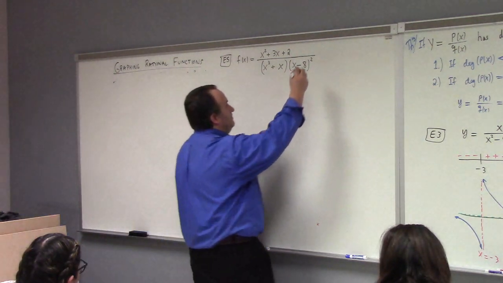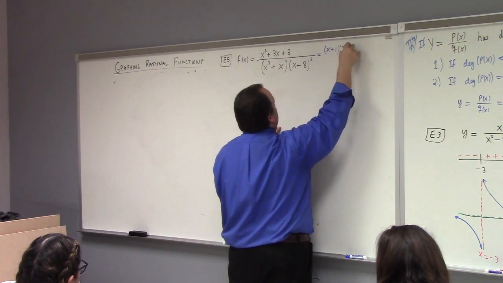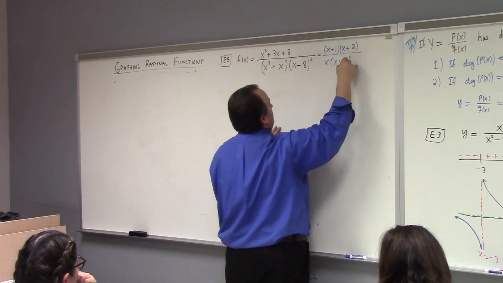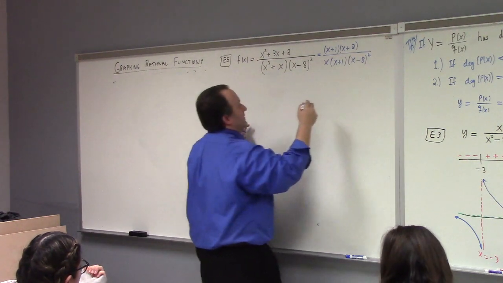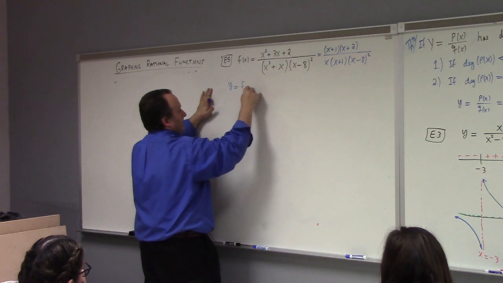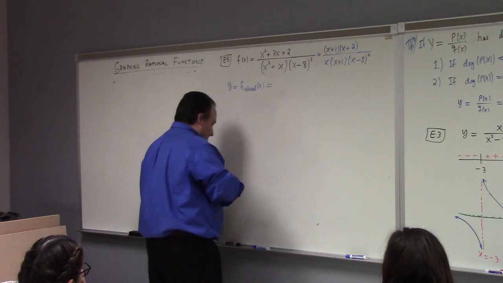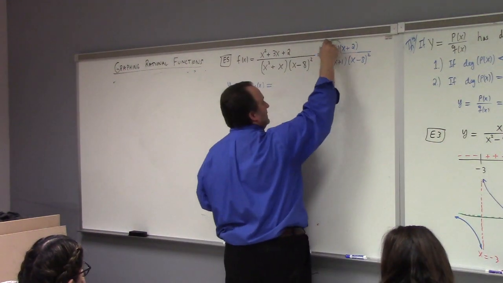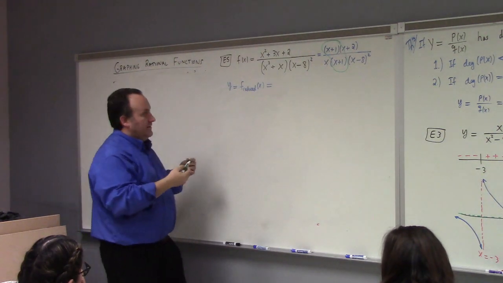Now we can factor, and we've got (x plus 1) times (x plus 2) upstairs. Downstairs, we've got x times (x plus 1) times (x minus 8) squared. Aha. So we have y equals f reduced of x if we cancel. You see what cancels here? See this right here? We can cancel that out as long as x is not equal to minus 1.